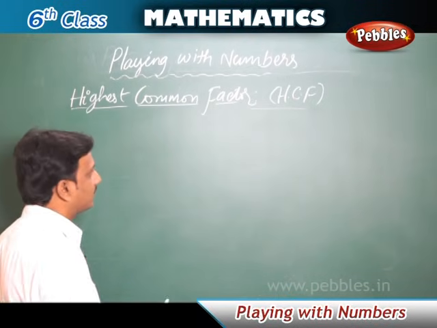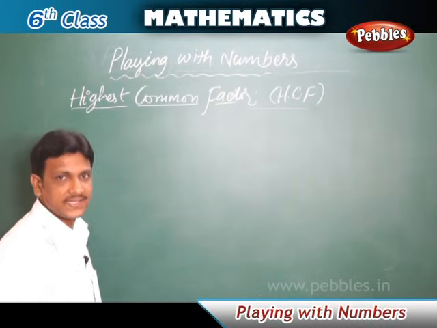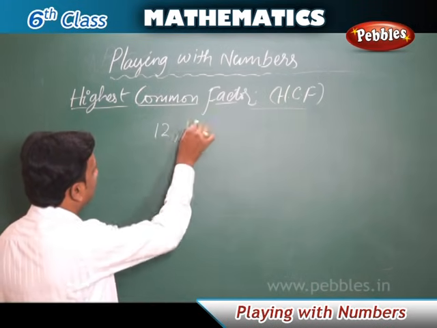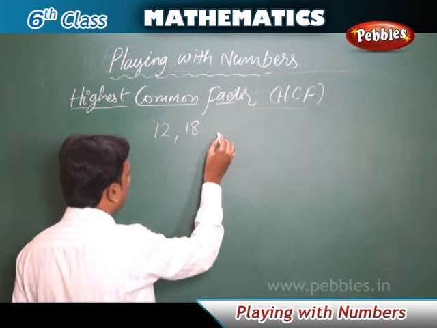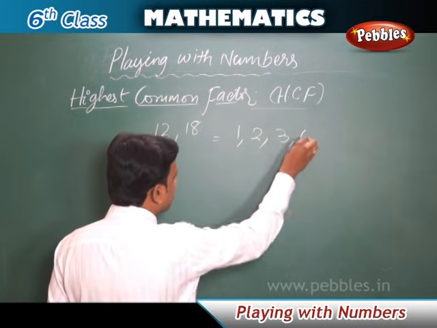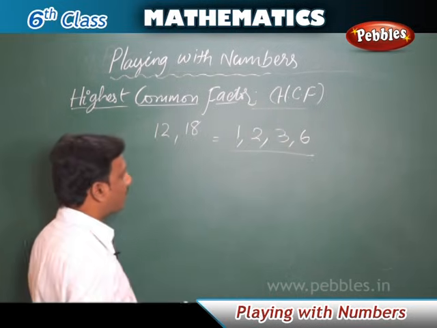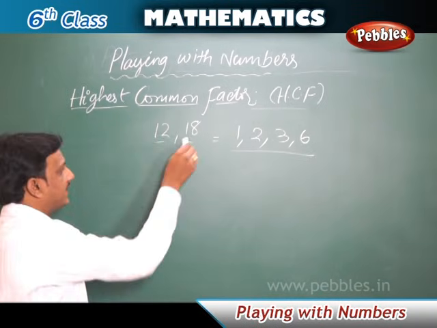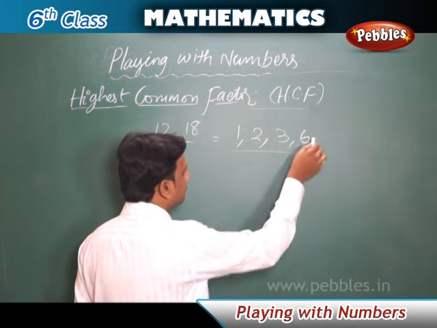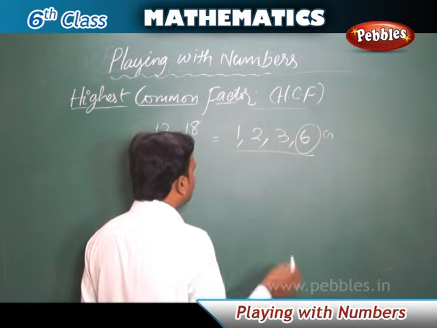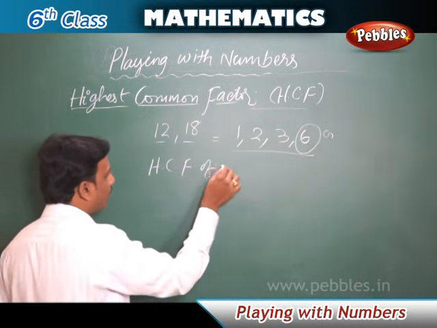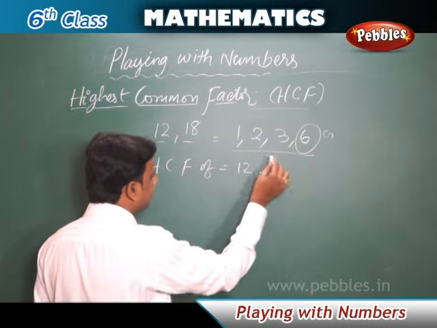Highest common factor or HCF. What is the highest common factor? In the previous example, we have seen the factors of 12 and 18. What are the common factors of 12 and 18? 1, 2, 3 and 6. So these four are the common factors of 12 and 18. Among these common factors, which is the greatest? 6 is the greatest. So 6 is called the HCF of 12 and 18.